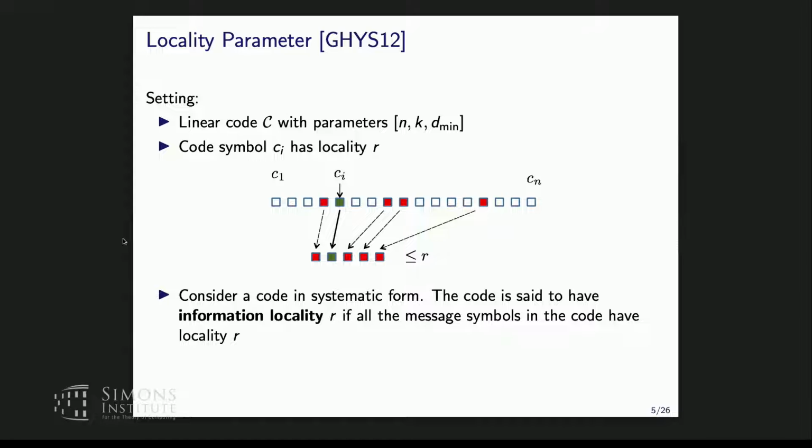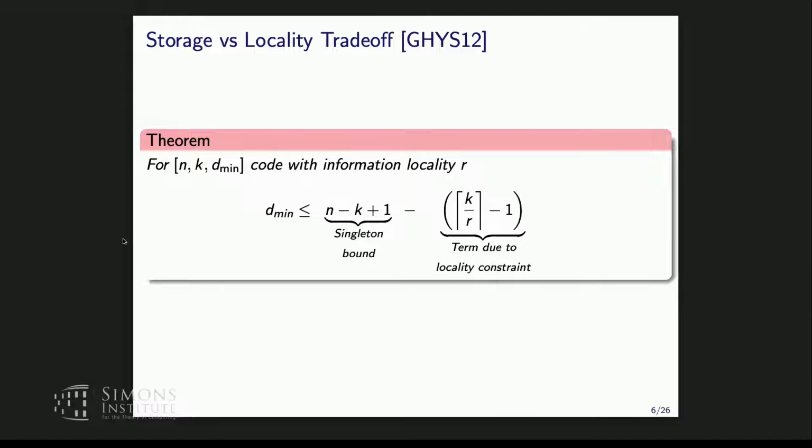So all the references are at the end, and they are just abbreviations here. But this is the first work on locality in some sense, by Gopalan et al., who have considered a linear code with parameters n, k, d min, and now I impose this additional condition that every symbol I need to be able to recover by contacting r other nodes, or r other symbols. So what this says is that Ci is a function of r other code symbols. And a code itself is said to have information locality r if each of the k message symbols has locality r. And they have derived a very nice storage versus locality trade-off.